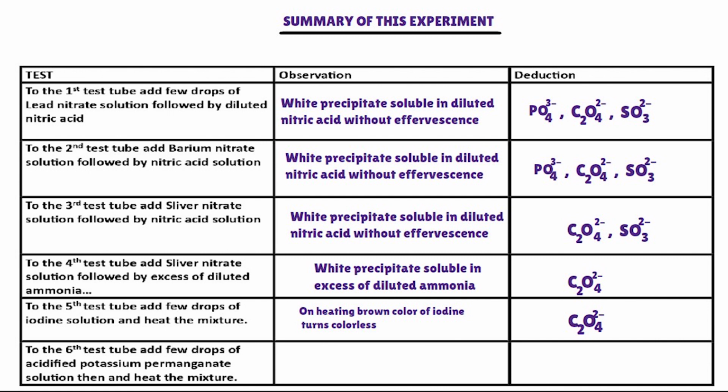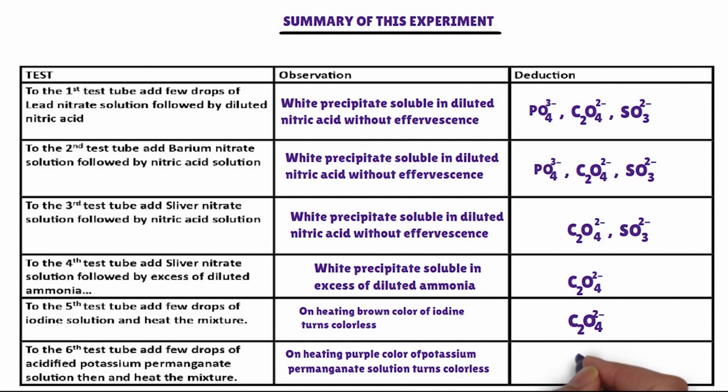Second confirmatory test. To the sixth test tube, acidified potassium permanganate solution is added, then the mixture is heated. The anion from above list that reacts with acidified potassium permanganate solution on heating. During reaction, purple color of acidified potassium permanganate solution turns colorless. The anion is oxalate ion. Oxalate ion is confirmed. The anion present in the salt is oxalate ion.